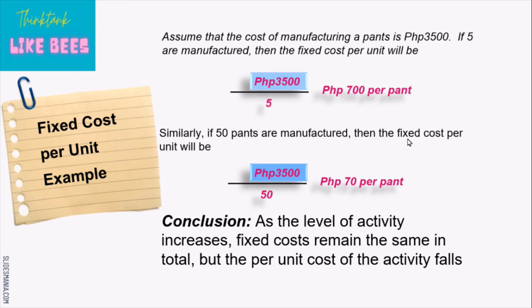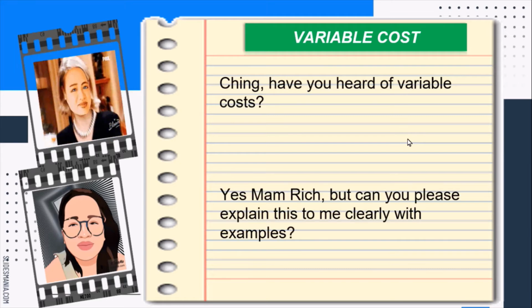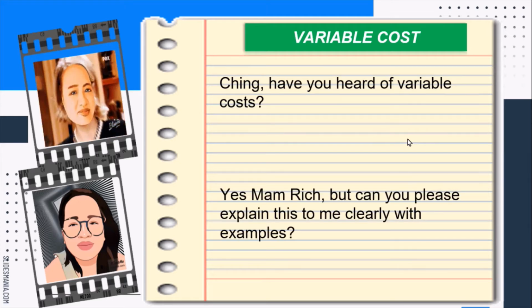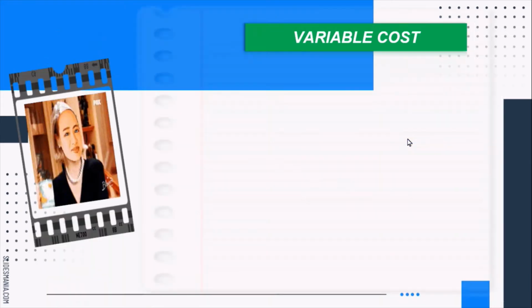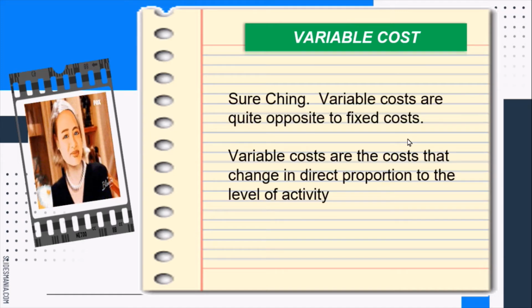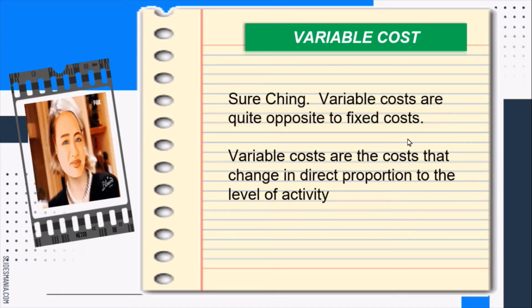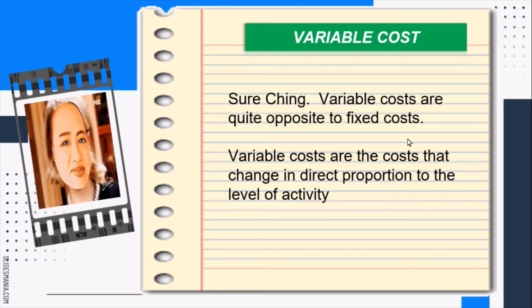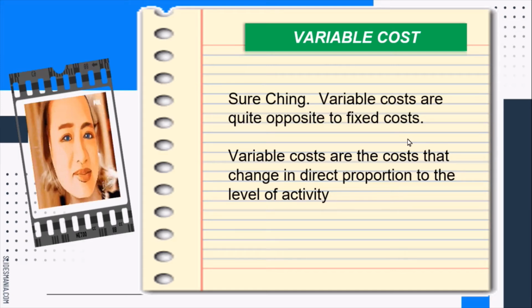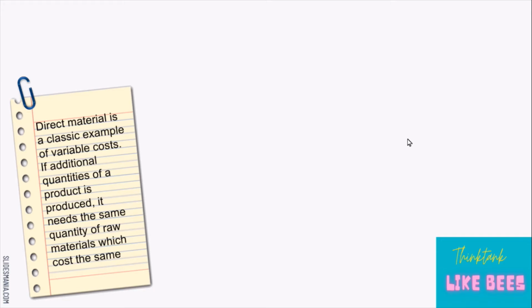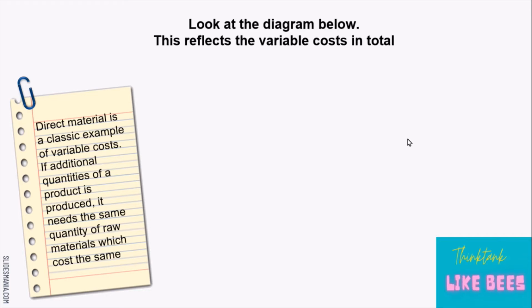Ching, have you heard the word variable cost? Yes, Mam Rich, but can you please explain this to me clearly with examples? Sure, Ching. Variable costs are quite opposite to fixed costs. Variable costs are the costs that change in direct proportion to the level of activity. Direct material is a classic example of variable cost. If additional quantities of a product are produced, it needs the same quantity of raw materials which cost the same. Look at the diagram below. This reflects the variable cost in total.